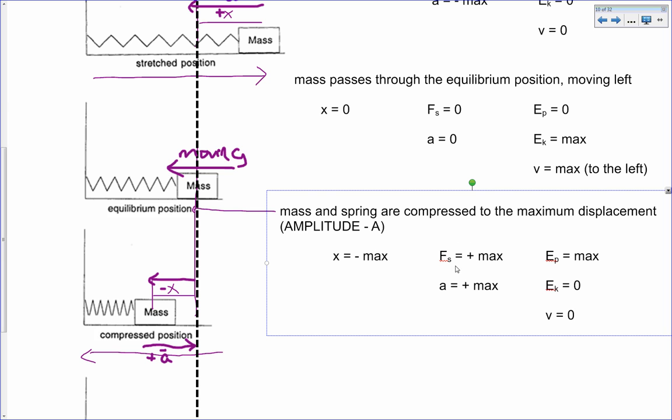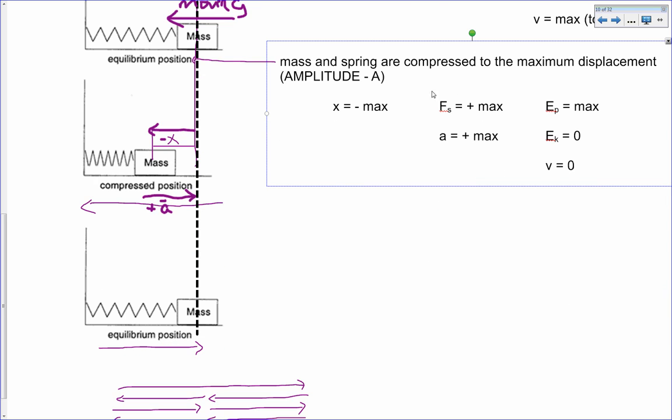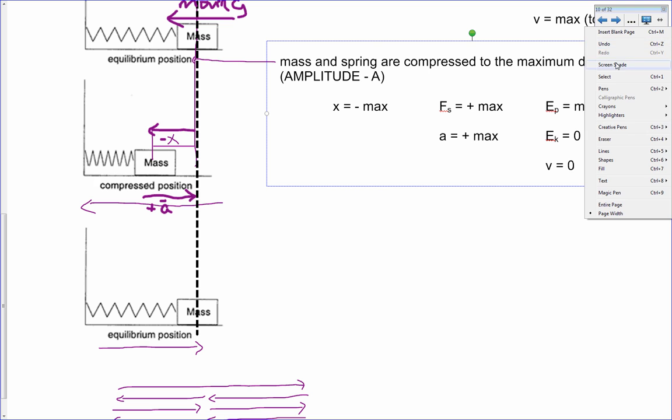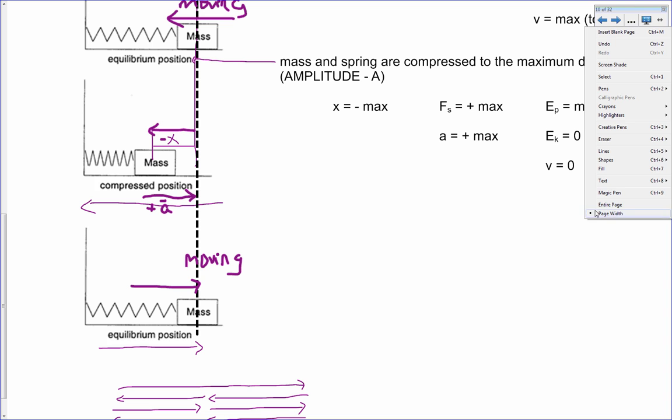Both the restoring force and the acceleration being at a positive maximum happens as soon as it turns around and starts to go the other way. It hits that compressed position, then it moves right away, and that's what causes this to happen. Then it passes back again through its equilibrium position, traveling this way again, moving to the right, which means it has a velocity moving it to the right.